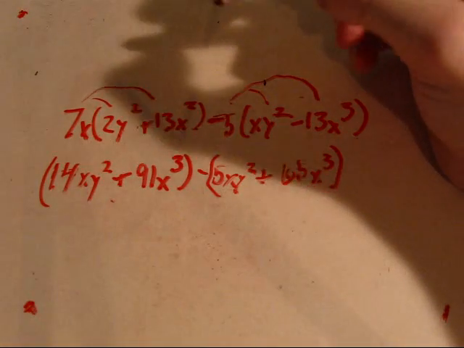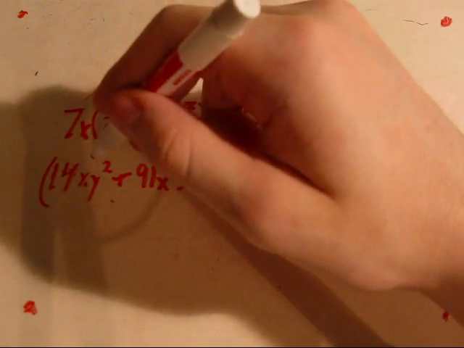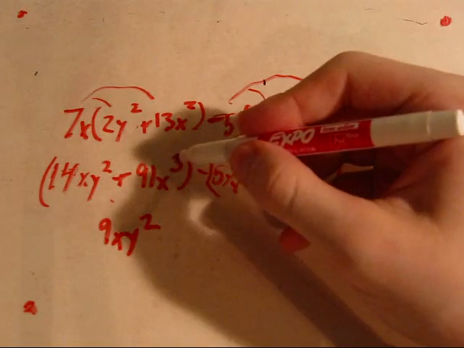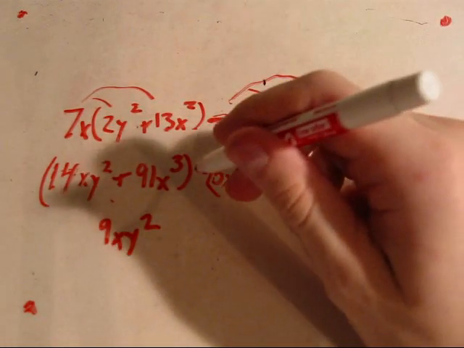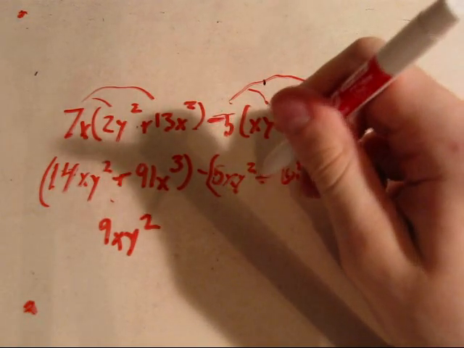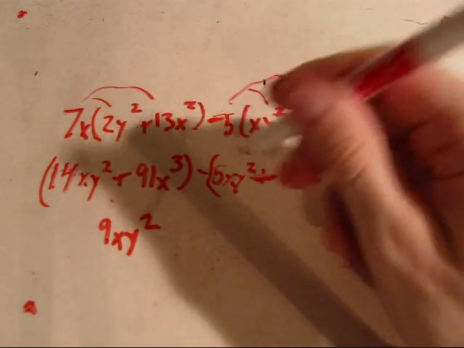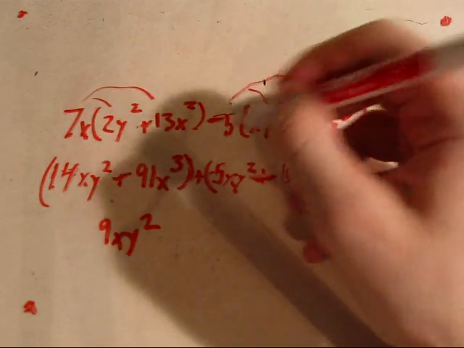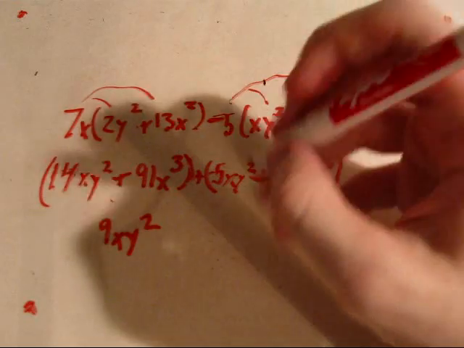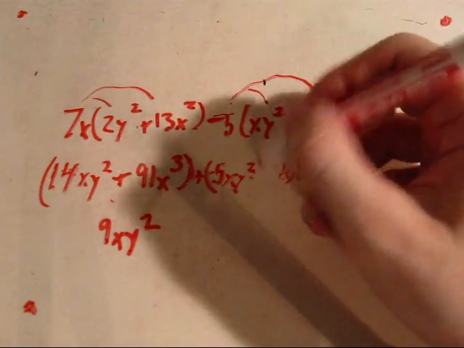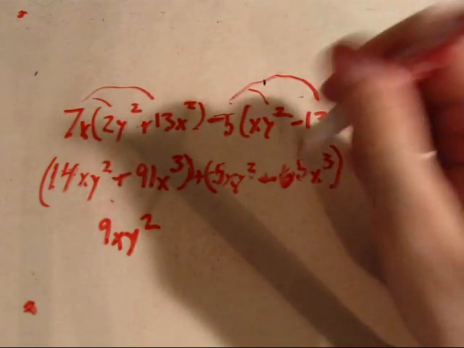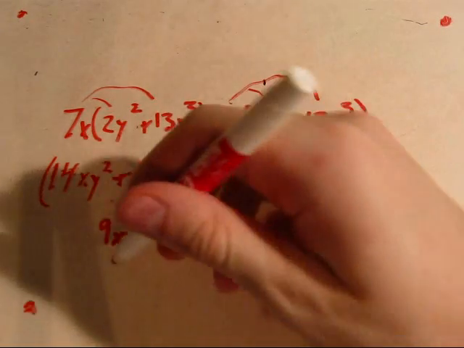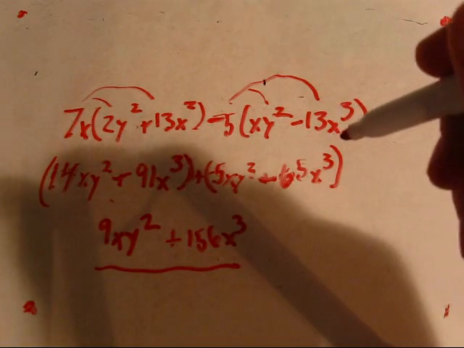So, again, we go back to subtracting like terms. 14xy squared minus 5xy squared is 9xy squared. 91x cubed minus, I got this mixed up. This is negative 5. You're adding now, because we've already taken all of the negative numbers out and moved them here. Plus 65x cubed. So that's 156x cubed. So our answer is 9xy squared plus 156x cubed.